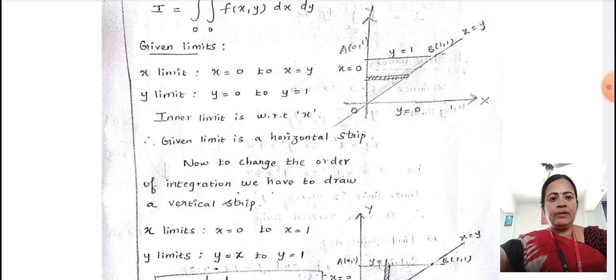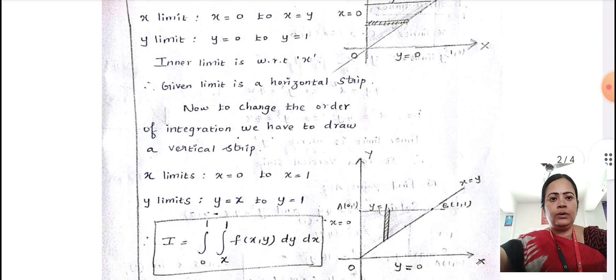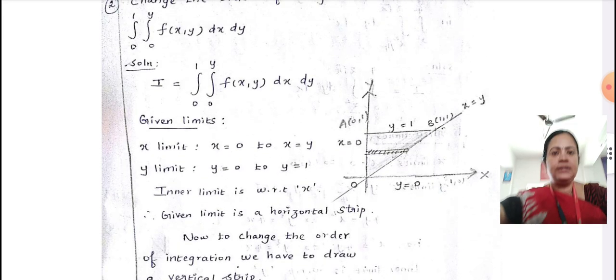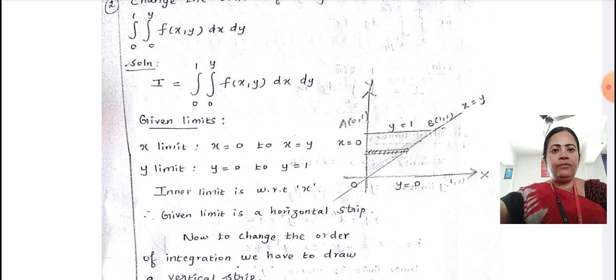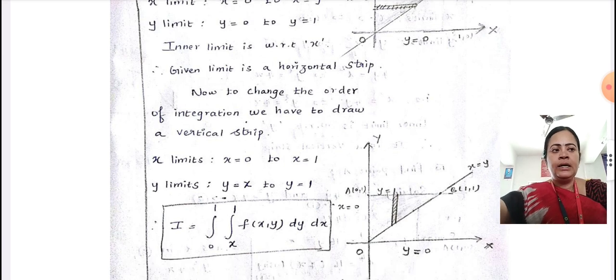Similarly, the strip travels from O to AB. So on O x equal to 0 and on AB x is equal to 1. So here the x limit is x equal to 0 to x equal to 1 and the y limit is y equal to x to y equal to 1. So I is given by integral 0 to 1, integral x to 1, f of x comma y into dy dx. The given limit was integral 0 to 1, integral 0 to y, f of x comma y dx dy. Now we have changed the order of integration and the solution is integral 0 to 1, integral x to 1, f of x comma y dy dx.